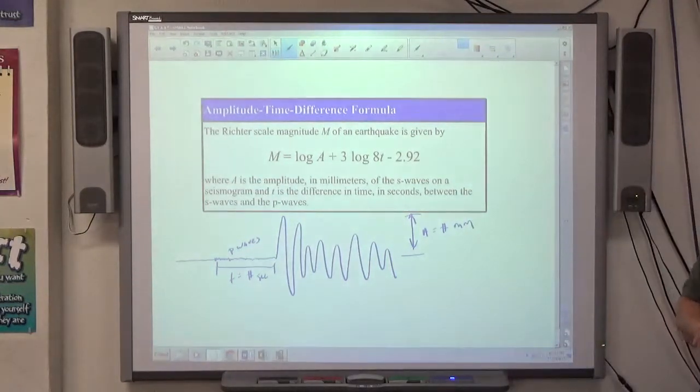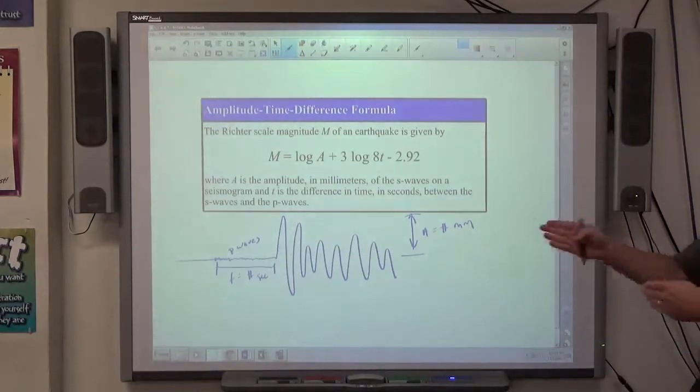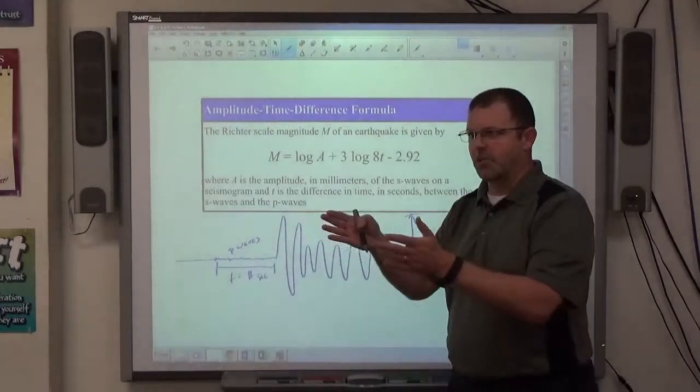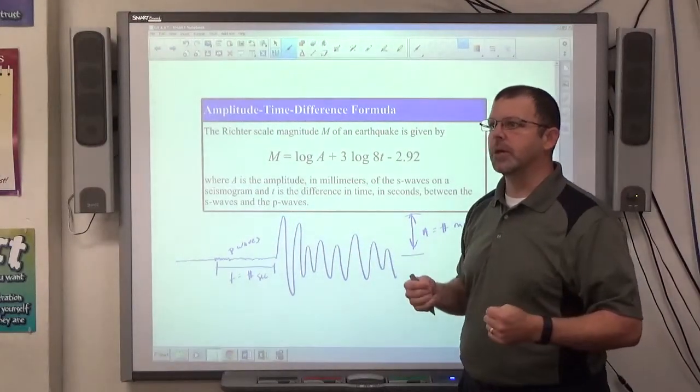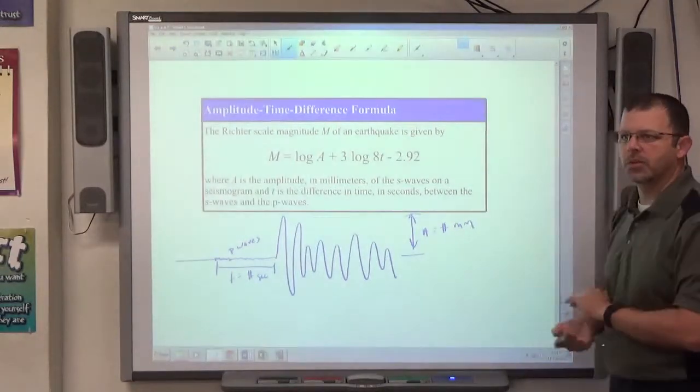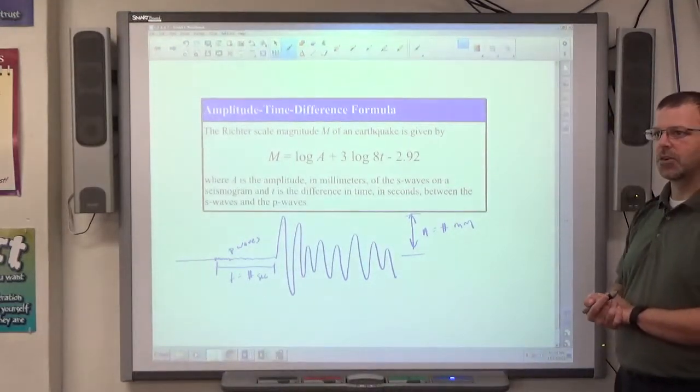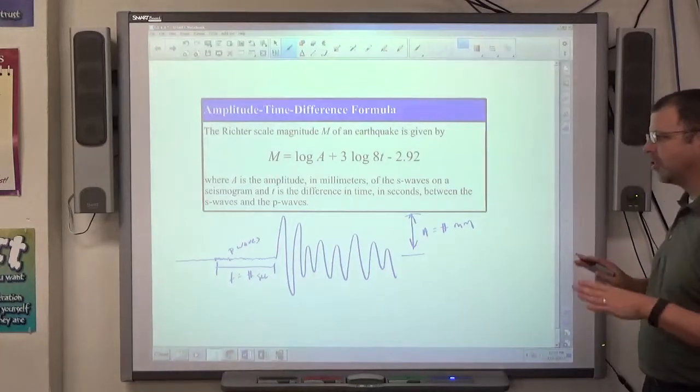All right? So the higher it is, the more magnitude there is. The longer the P waves last, the longer that pressure builds up before that release of pressure, the more powerful it's going to be. So those two things influence the magnitude of this earthquake. When we're looking at a seismogram, those are the two things we care about.